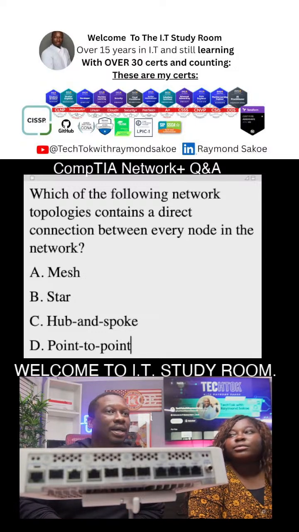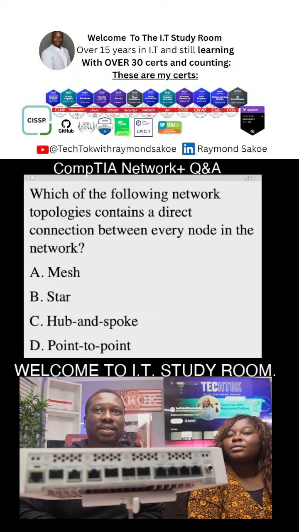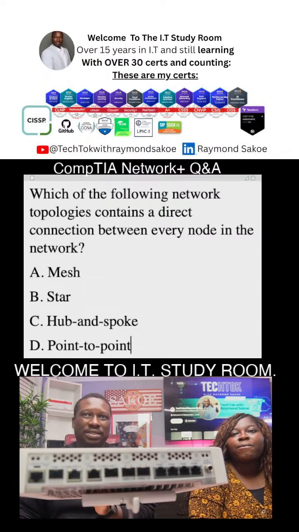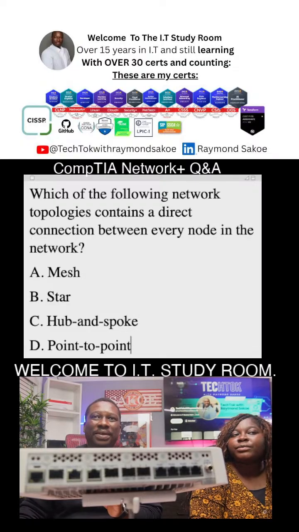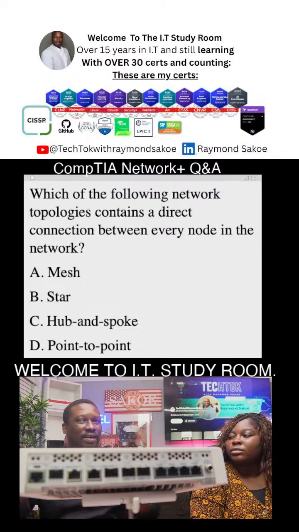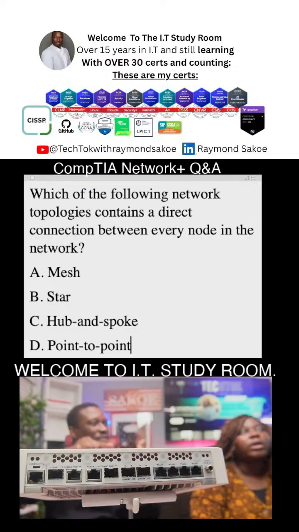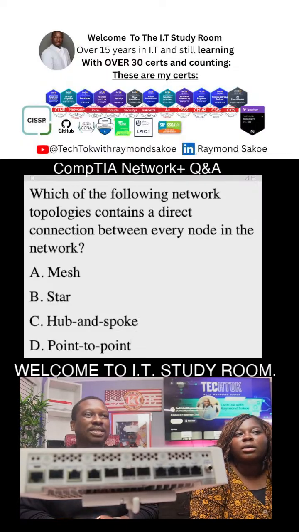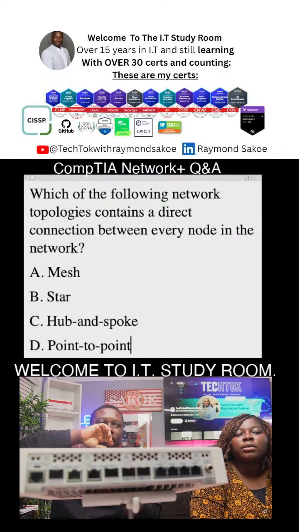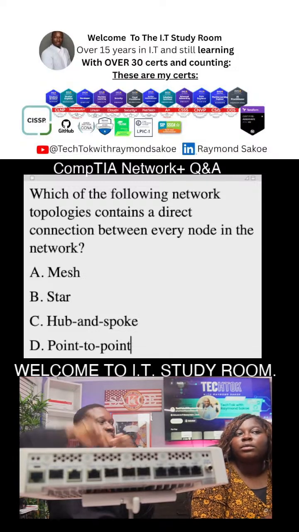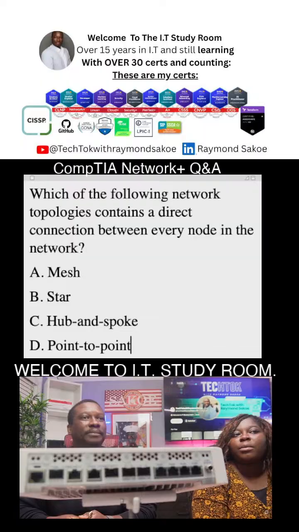But the answer would be mesh, right? Mesh. All right. So it says, which of the following network topologies contains a direct connection between every node in the network? So if you have 5 nodes, each one of them connects to all 5. Star topology is usually the hub and spoke, right? So you have a centralized device and everything else connects to it, like a wireless access point. Mesh is all connected.